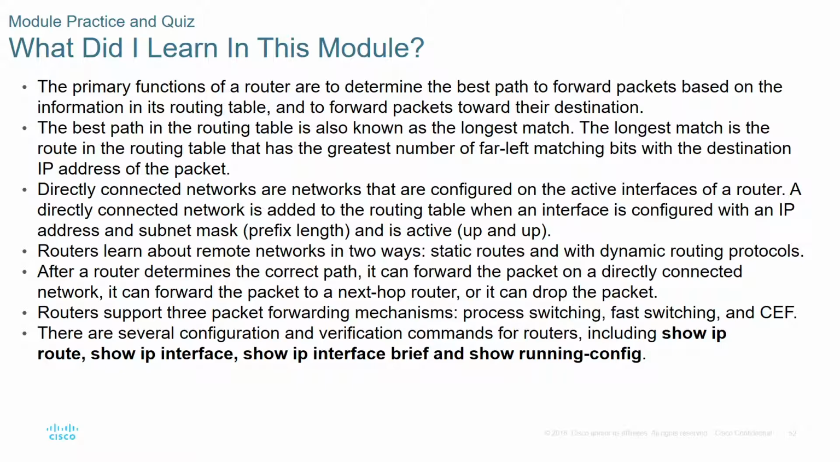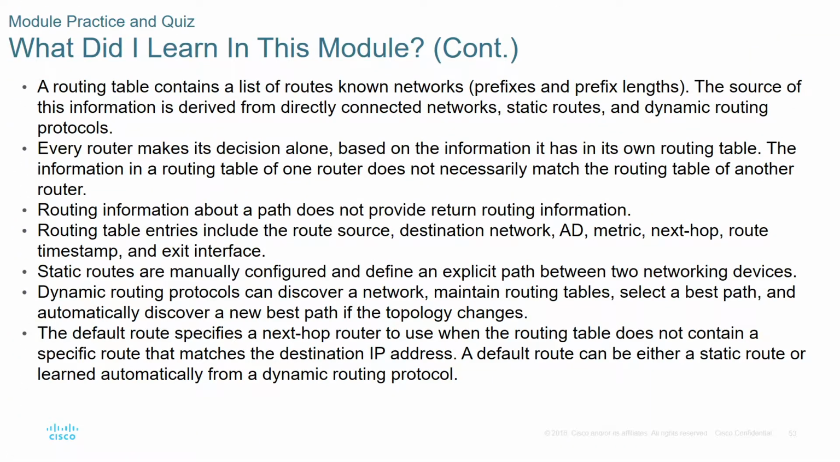Routers support three packet forwarding mechanisms: process switching, fast switching, and Cisco Express Forwarding. There are several configuration and verification commands for routers, including show ip route, show ip interface, show ip interface brief, and show running-config. A routing table contains a list of known networks, prefixes, and prefix lengths. The source of this information is derived from directly connected networks, static routes, and dynamic routing protocols.